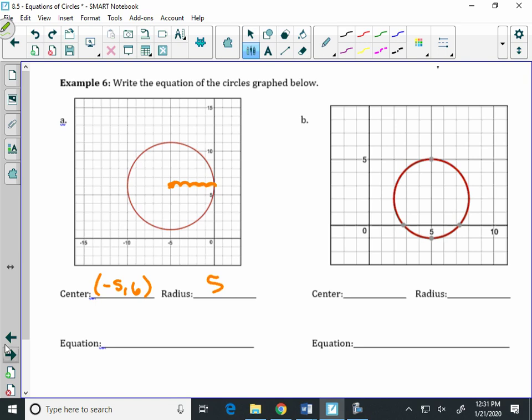Then we write the equation just like we did on the front. The x value of my center is -5. When we plug it in, it's going to turn what? My y value of my center is 6, but when we plug it in, it's going to turn. And then what do we have to do with our radius? What's 5 squared? 25.